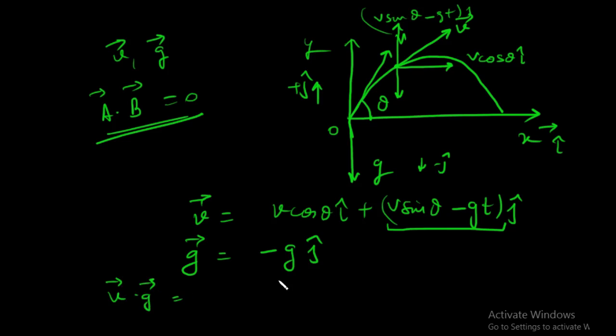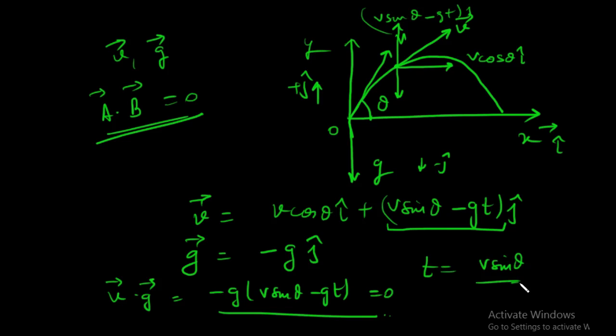What would v dot g be? You see, j dot i would be 0 automatically. j dot j would be 1, right? So this would be minus g times (v sin theta minus gt), and this would be equal to 0. So this turns out to be t equal to v sin theta by g. At this point of time, the velocity and the acceleration would be perpendicular.